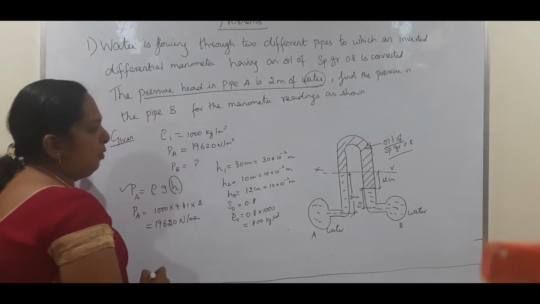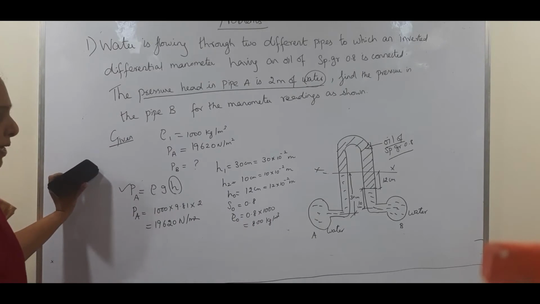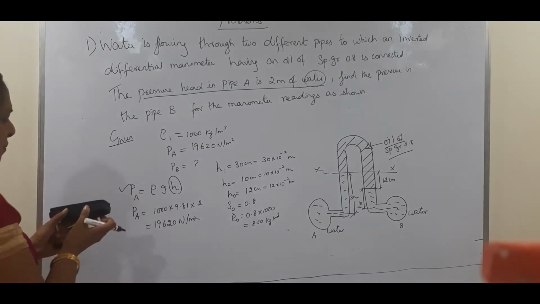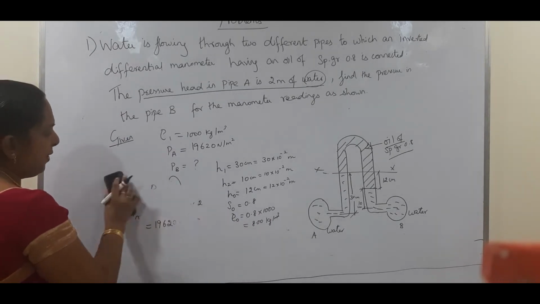So we have known all these things. So we have to first formulate the equation. So how will you formulate the equation? I will just rub it off here.